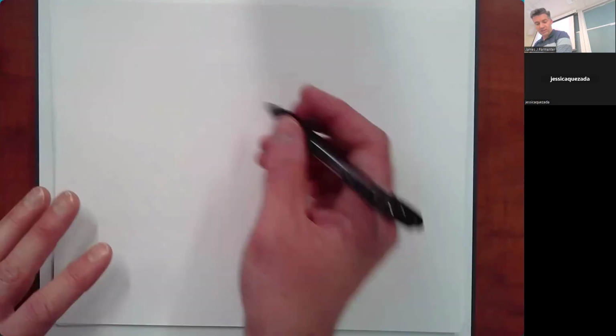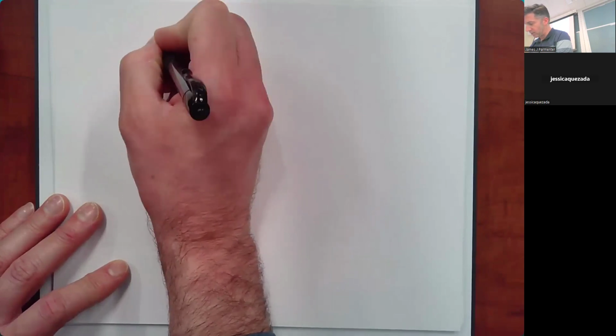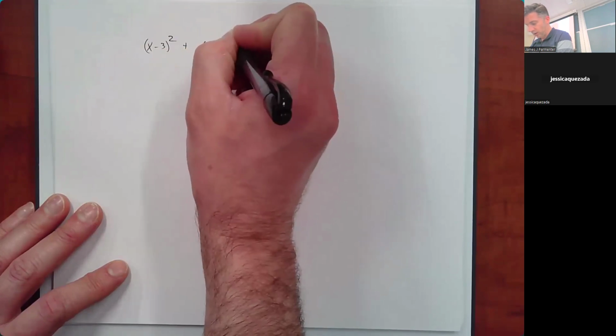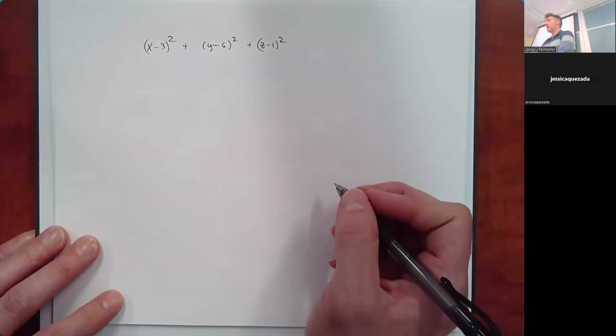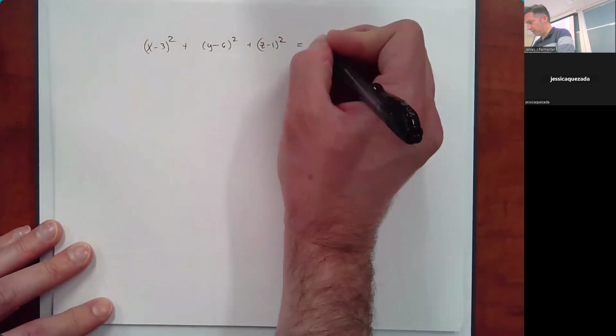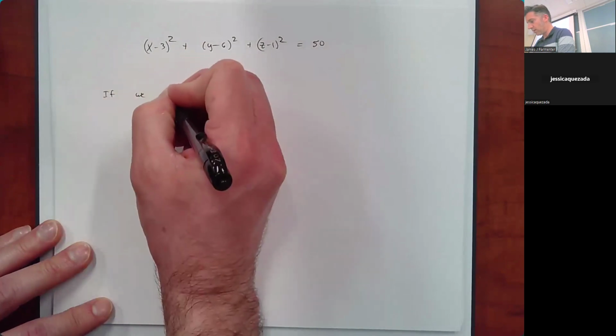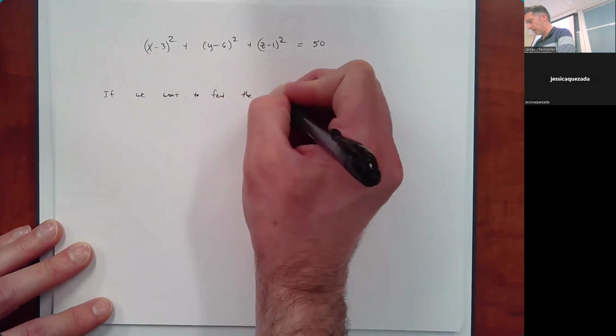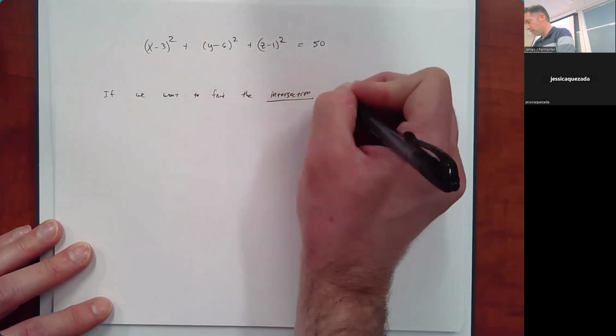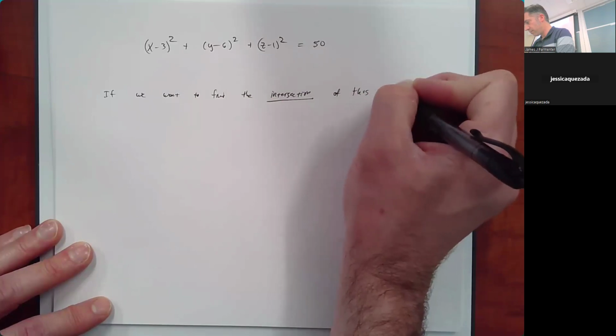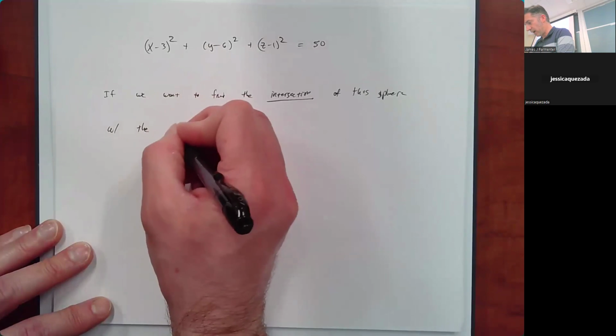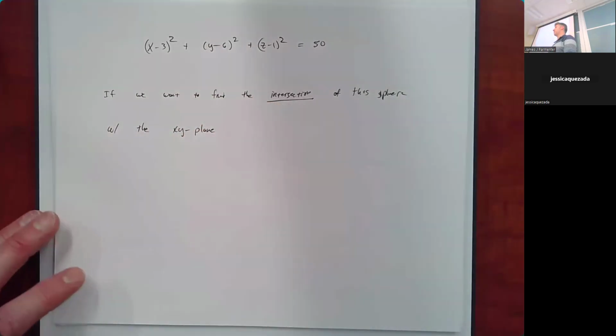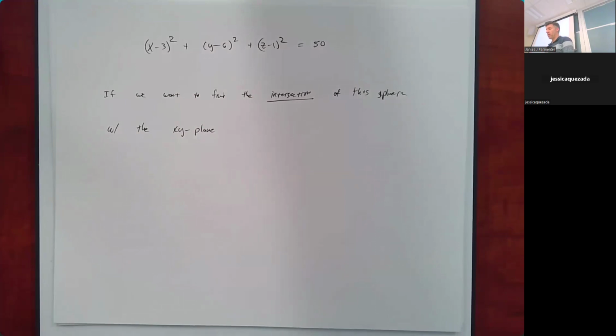So if we were to take this sphere, (x - 3)² + (y - 6)² + (z - 1)² equal to 50, if we want to find the intersection of this sphere with, say, the XY plane, or in other words, if we're going to cut this sphere with the XY plane, what we're going to do is replace something with something, specifically the equation of the XY plane.